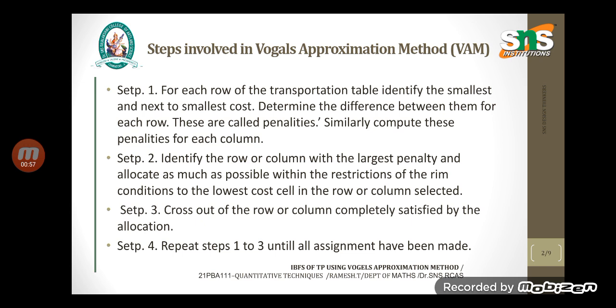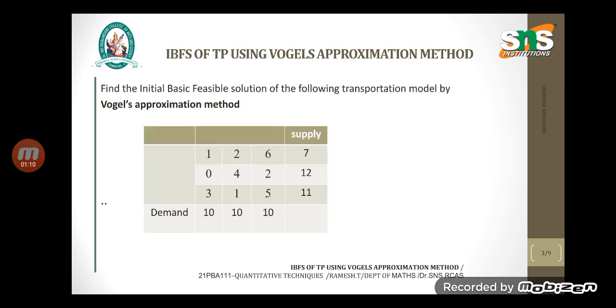In the next step, cross out the row or column completely satisfied by the allocations. In the next step, repeat steps 1 to 3 until all assignments have been made. Now we have one problem for this. Find the initial basic feasible solution of the following transportation model by Vogel's Approximation method.